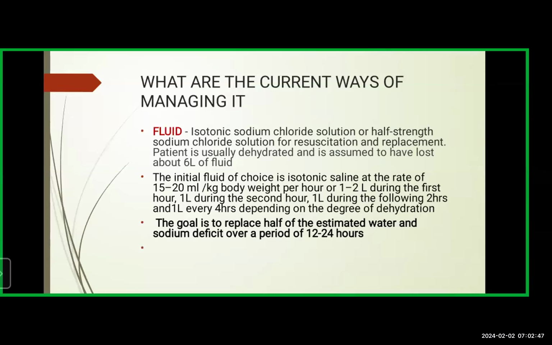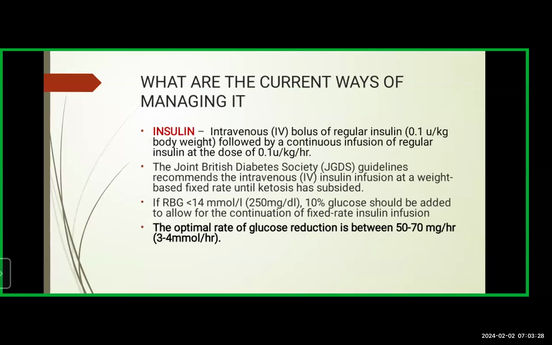Now, using the FICA acronym, the fluid. Usually, patients with DKA are dehydrated and have lost about 6 liters of fluid, and so they are given isotonic saline at the rate of 15 to 20 ml per kg per weight, 1 to 2 liters during the first 1 hour, and another 1 liter during the second hour. Another liter is given following the second hour, and 1 liter is given 4 hourly, depending on the degree of dehydration, with a target to replace half of the estimated water and sodium deficit over a period of 12 to 24 hours.